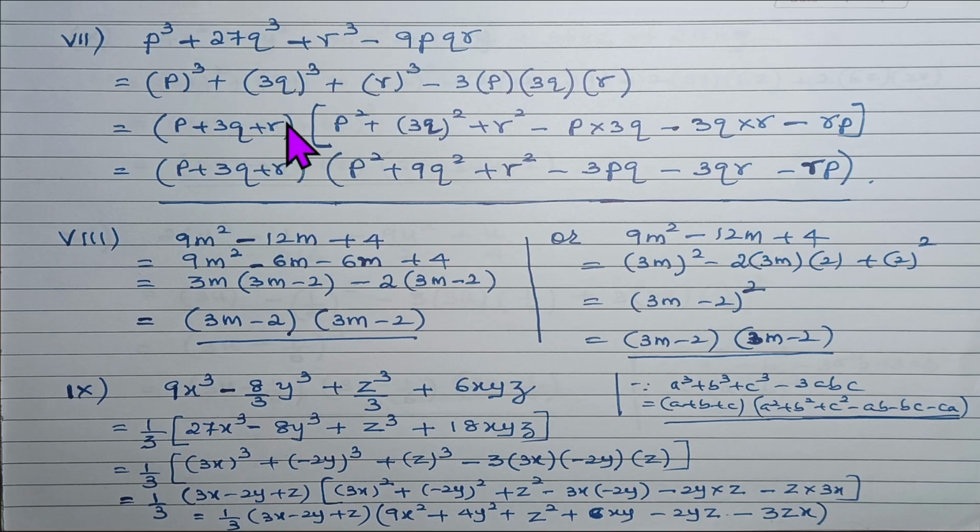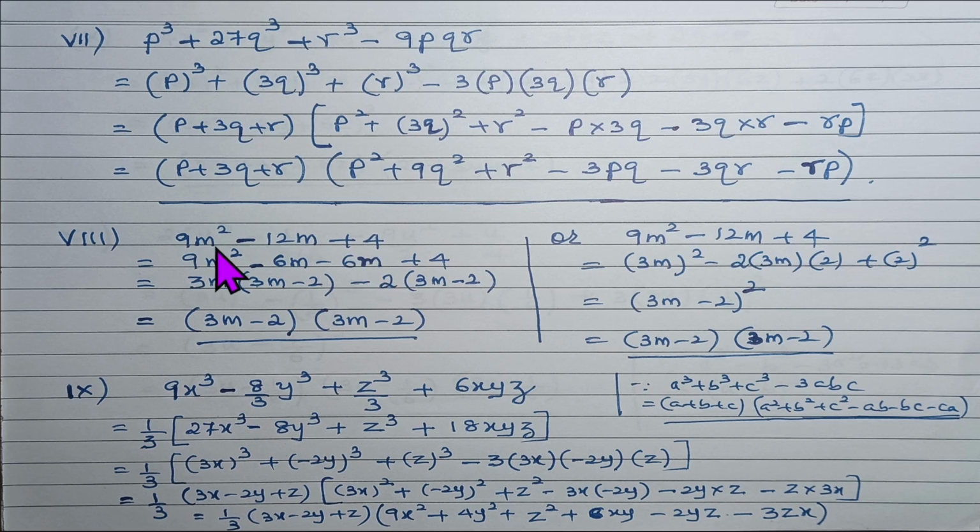that is the first bracket, and in the second bracket we get a square p square, b square 9q square, c square r square. So p square, 9q square and r square minus ab, that is p into 3q, minus bc, that is 3q into r, and minus ca, that is r into p. Now p plus 3q plus r as it is, p square, 3 square is 9, 9q square, r square minus 3pq minus 3qr minus rp is the factorization of the given polynomial.